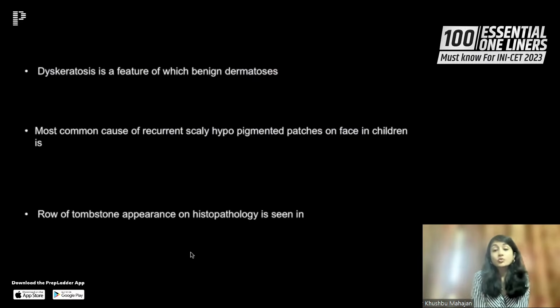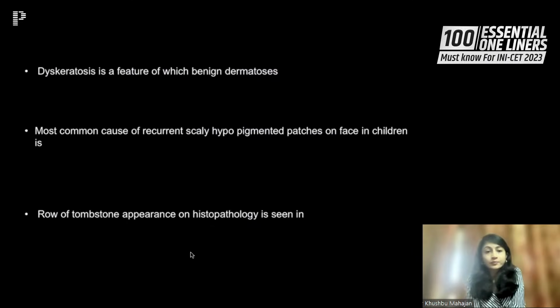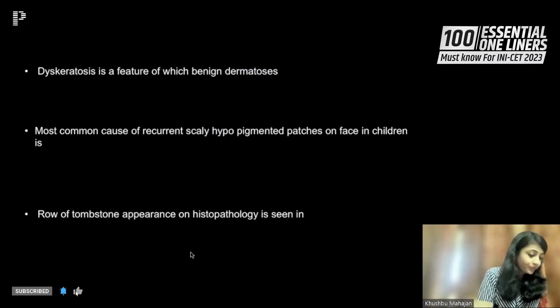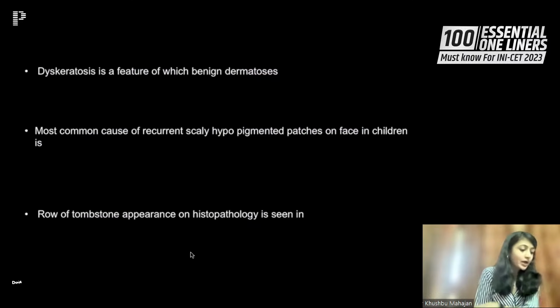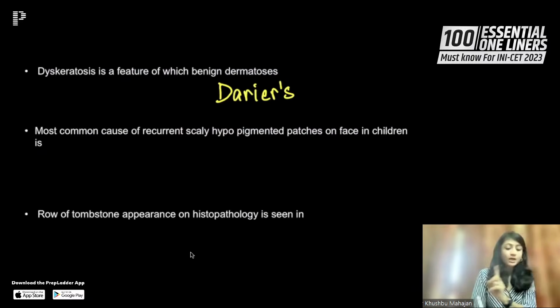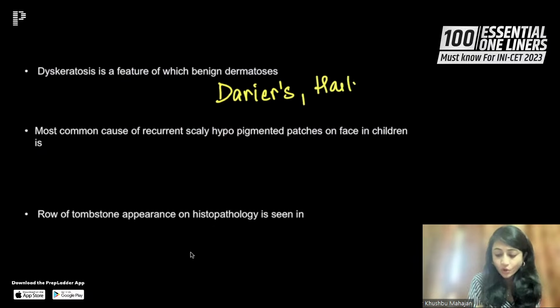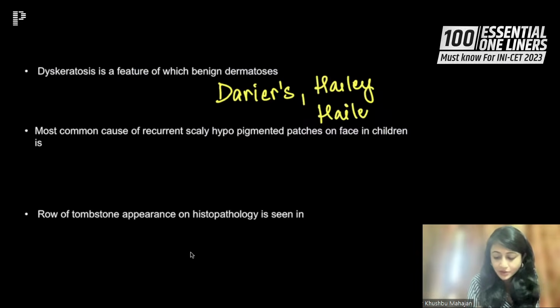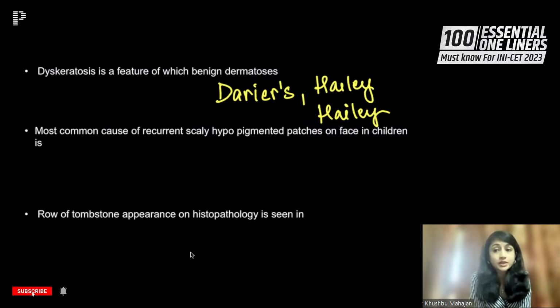Next, dyskeratosis is a feature of which benign dermatosis? In which benign dermatosis do you see dyskeratosis? Dyskeratosis means abnormal keratinization, can be seen in both benign and malignant conditions. I am talking about the benign conditions here. Himadri, you're absolutely right. It is seen in Darier's disease, but not in psoriasis. Please don't mark psoriasis. It can be either Darier's or Hailey-Hailey disease. Darier's or Hailey-Hailey disease. No psoriasis here. Dyskeratosis is not seen in psoriasis. It is parakeratosis which is seen in psoriasis.